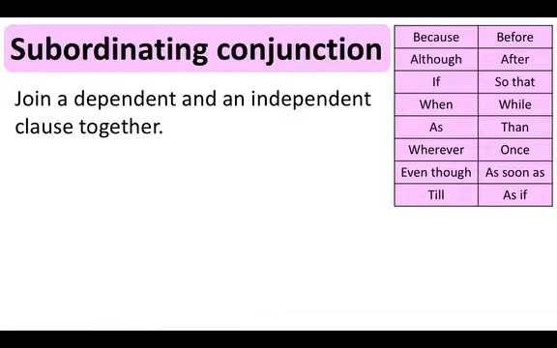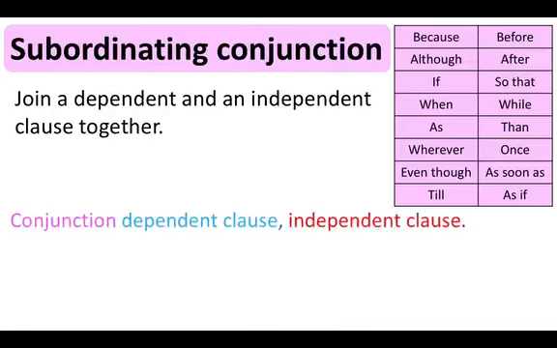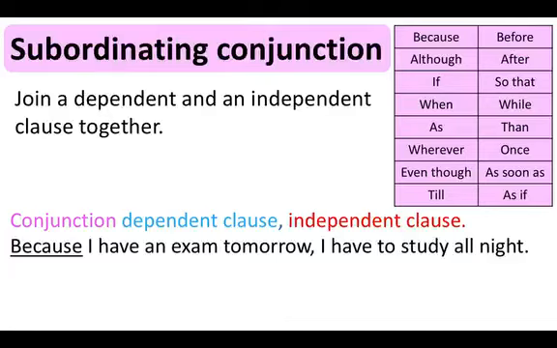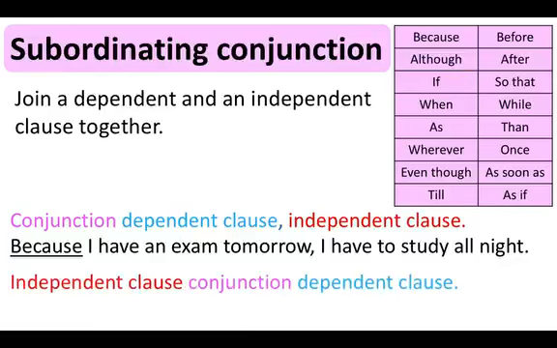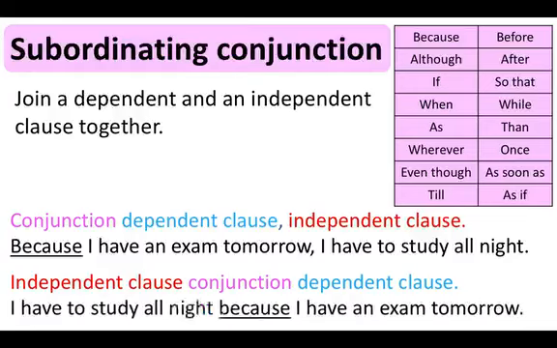So there are 2 rules to remember when using subordinating conjunctions. If the conjunction comes at the start of the sentence, followed by the dependent and independent clause, we require a comma before the independent clause. Because I have an exam tomorrow, I have to study all night. The second rule is, when the independent clause comes at the start of the sentence, we don't require a comma. I have to study all night because I have an exam tomorrow.